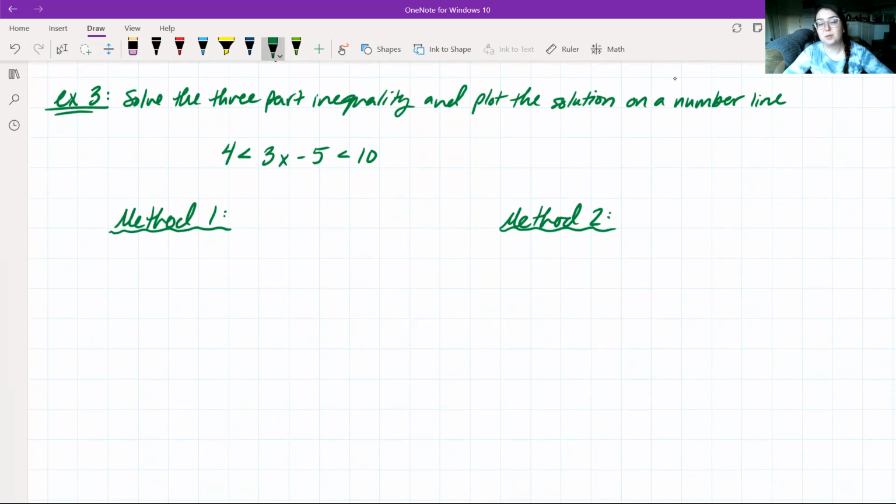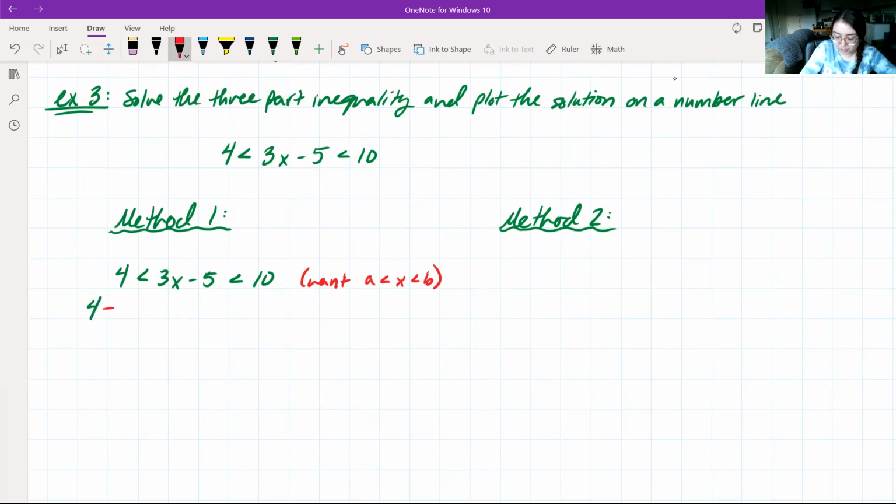For method 1, we're going to go about this problem like we would any 2-part inequality. So we have 4 is less than 3x minus 5, which is less than 10. What we want is something like a is less than x, which is less than b. Now, we want to get rid of our minus 5 from the center. So we can add 5 to all sides of the inequality. This means we take 4 plus 5 less than 3x minus 5 plus 5 is less than 10 plus 5. This is our addition property of inequality.